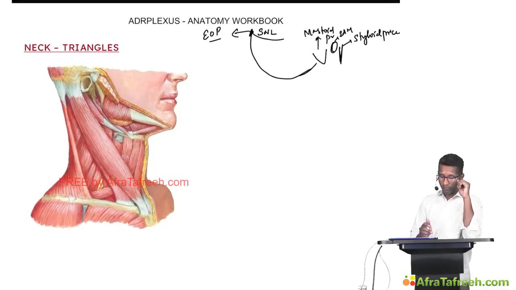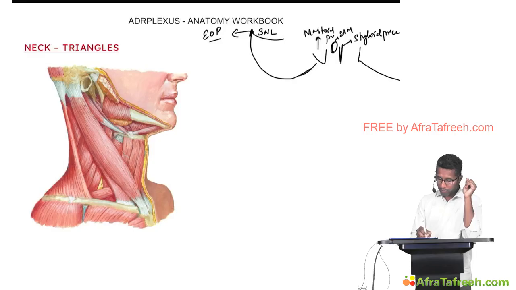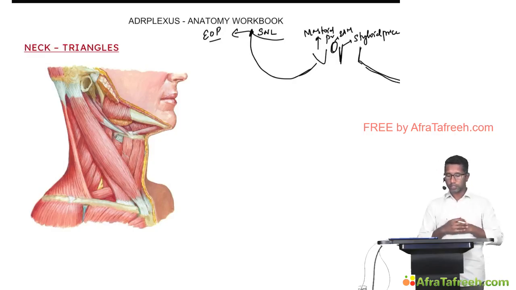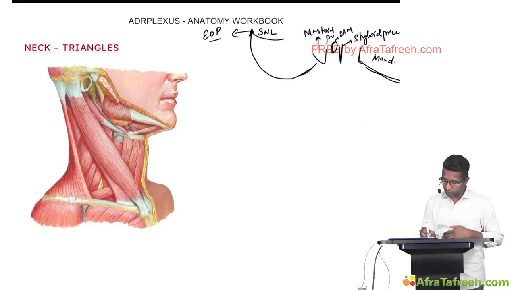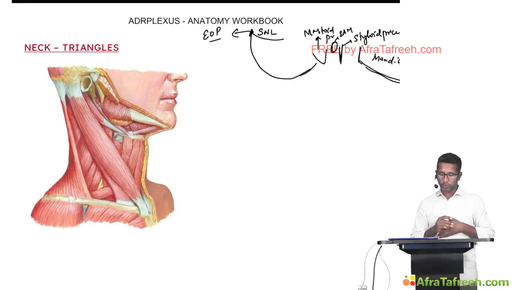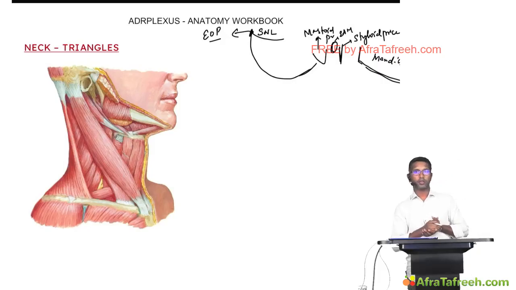In front of the styloid process you have the mandible bone. So these are the things you must know in this area. To understand the boundaries of the triangle, you must know these things here.